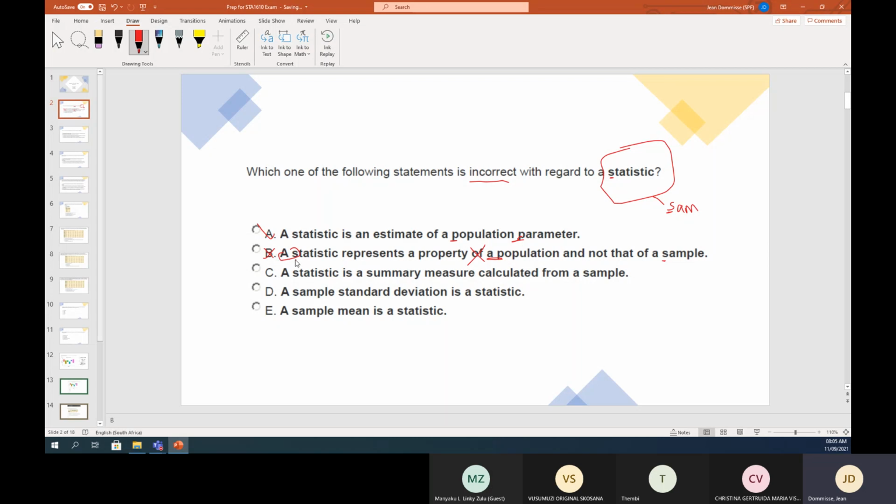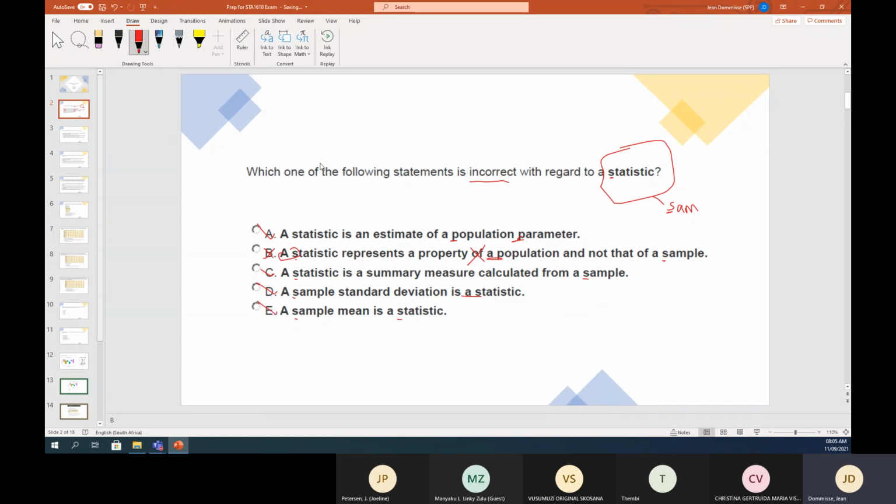So basically, a statistic represents a property of a population. No, that's incorrect, because a statistic represents the property of a sample. The rest will be correct, but let's just look at them. A statistic is a summary measure calculated from a sample. That's correct, because sample standard deviation is a statistic. That is correct. And the sample mean is a statistic. That is also correct.